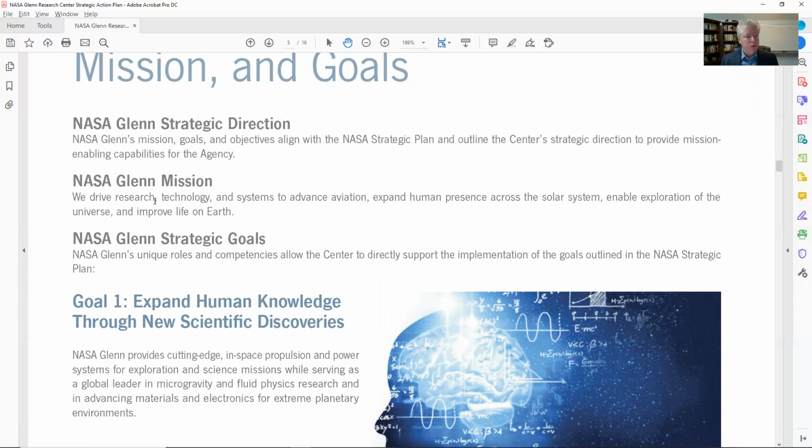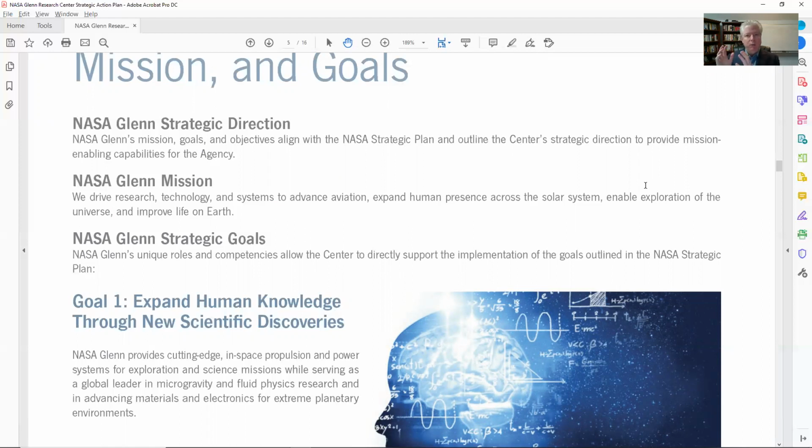Okay, so the mission. We drive research, technology, and systems to advance aviation, expand human presence across the solar system, enable exploration of the universe, and improve life on Earth. You don't need to memorize this, but you absolutely need to know what their goal is. Anytime you're going into a new agency, you should grab their mission and vision statement if they have it and put it right at the top of your call plan sheet. Again, I'm not saying you have to memorize it, but it's good if you know what they're doing because you're trying to help them do that. You're not trying to help them build a new facility.